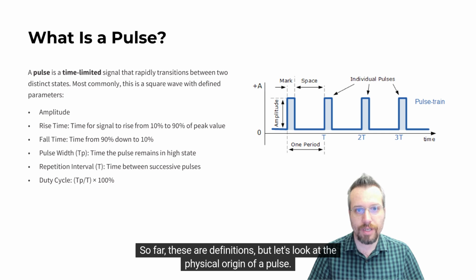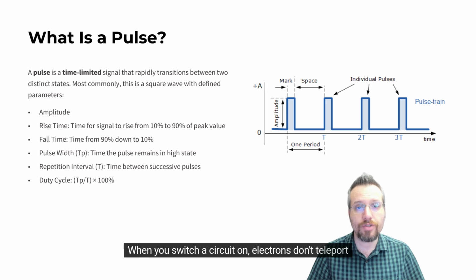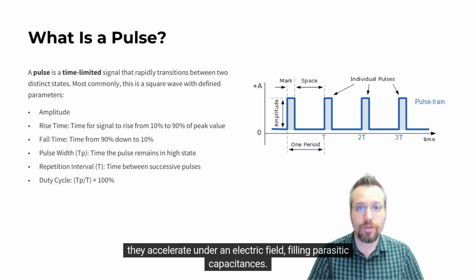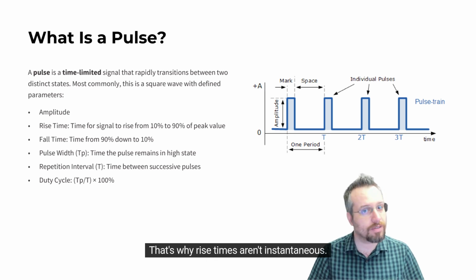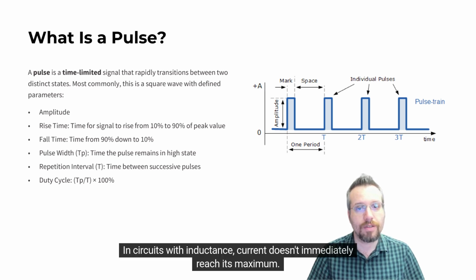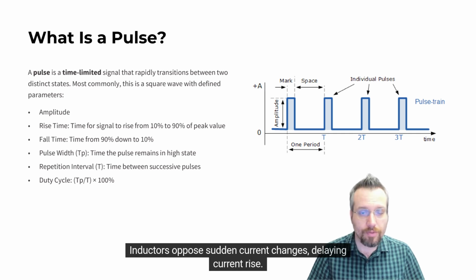So far, these are definitions, but let's look at the physical origin of a pulse. When you switch a circuit on, electrons don't teleport. They accelerate under an electric field, filling parasitic capacitances. That's why rise times aren't instantaneous. In circuits with inductance, current doesn't immediately reach its maximum. Inductors oppose sudden current changes, delaying current rise.